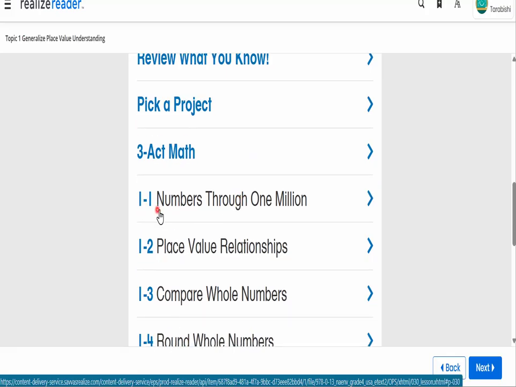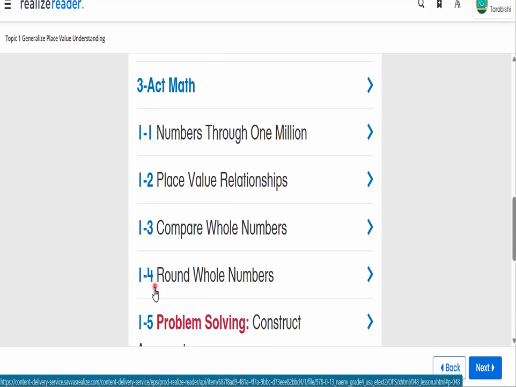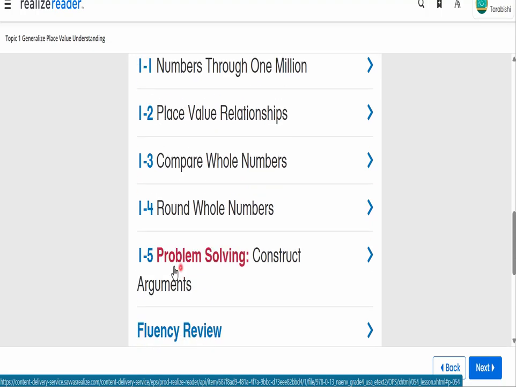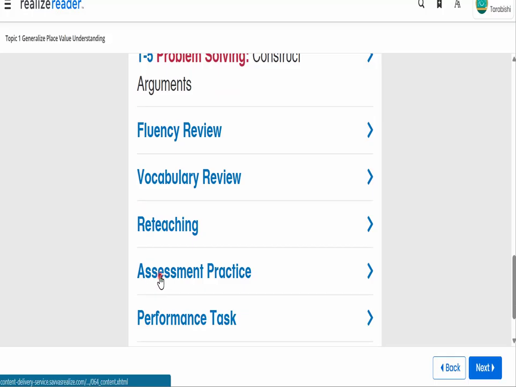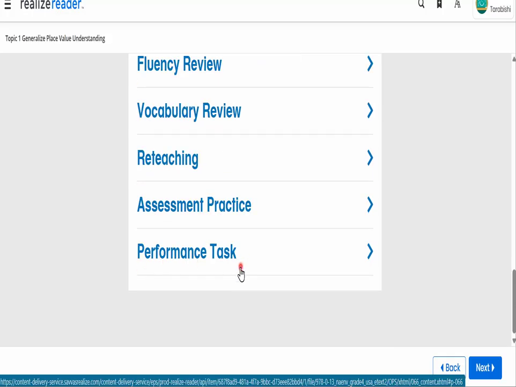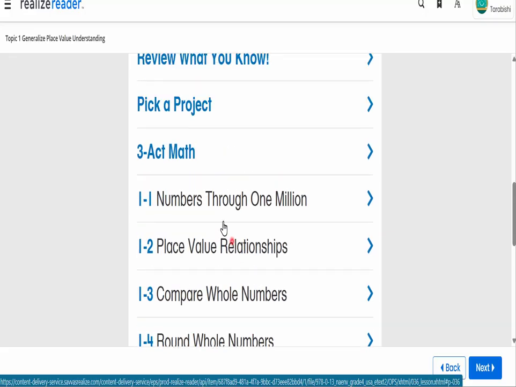And 1.1 is numbers 1 through 1 million. 1.2, place value relationships. 1.3, compare whole numbers. 1.4, round whole numbers. 1.5, problem solving, construct arguments. Then you'll have your fluency review, vocab review, reteaching, assessment practice, and for extra credit, you have your performance task. Let's go ahead and get started with 1.1, numbers through 1 million.